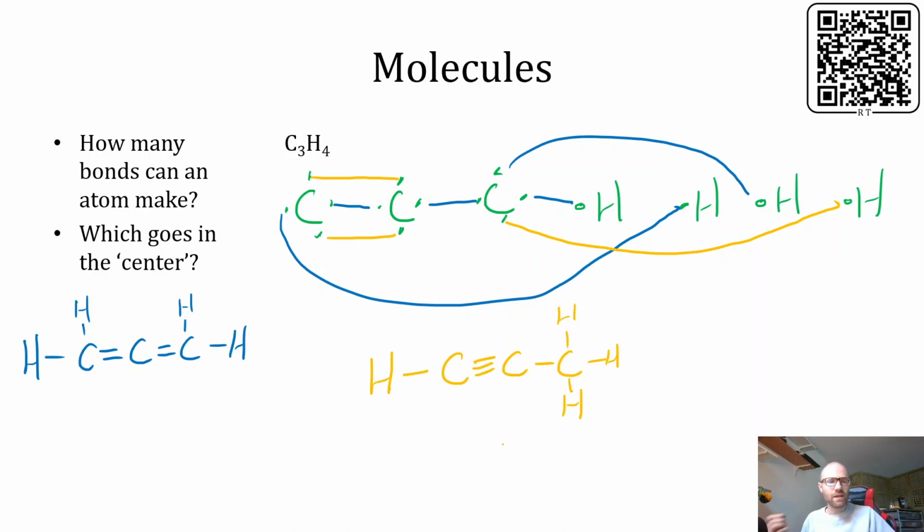Yeah, and I think in both cases, this is C3H4. You should have 3 times 4 plus 4 is 16 total electrons. Yep. And every atom involved either has a duet or an octet, so it's a stable configuration.